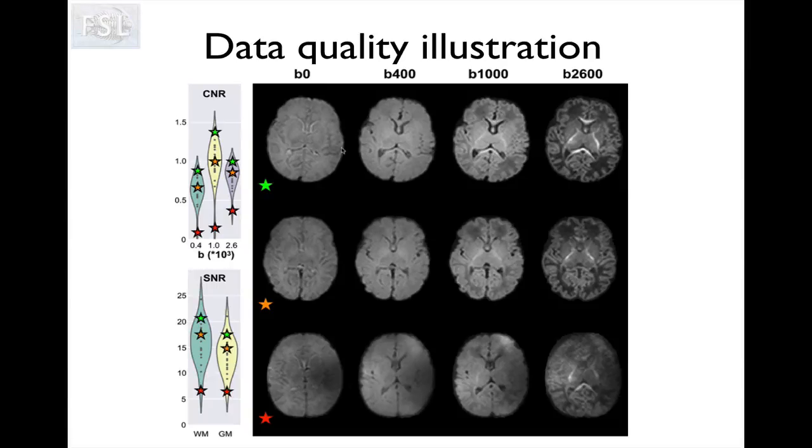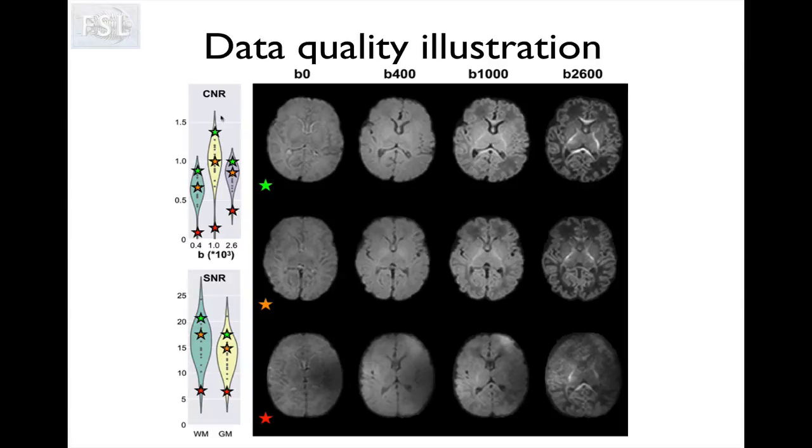And this is just to illustrate some aspect of the data quality. Probably the one measure you get out of EDDY QC that best captures the quality of the data is CNR, contrast to noise ratio. What we can see here is how this agrees with the subjective appearance of these images. We have three subjects here: a good subject, a so-so subject, and a bad subject.